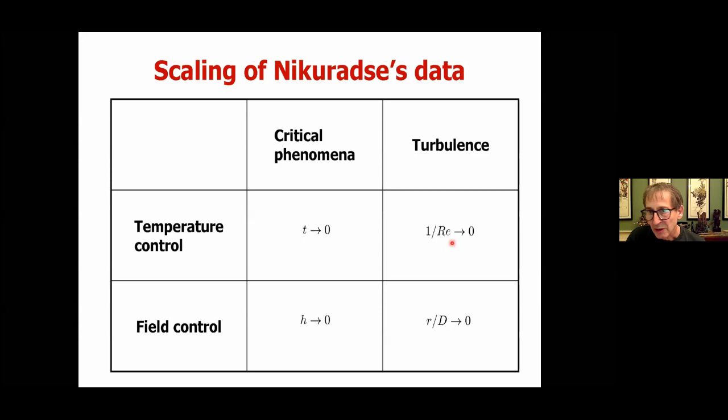So then I can say that the analog of t going to zero would be the inverse Reynolds number going to zero. It could even be a power of this, it doesn't matter, but it has to basically go in this direction. What about the field control?